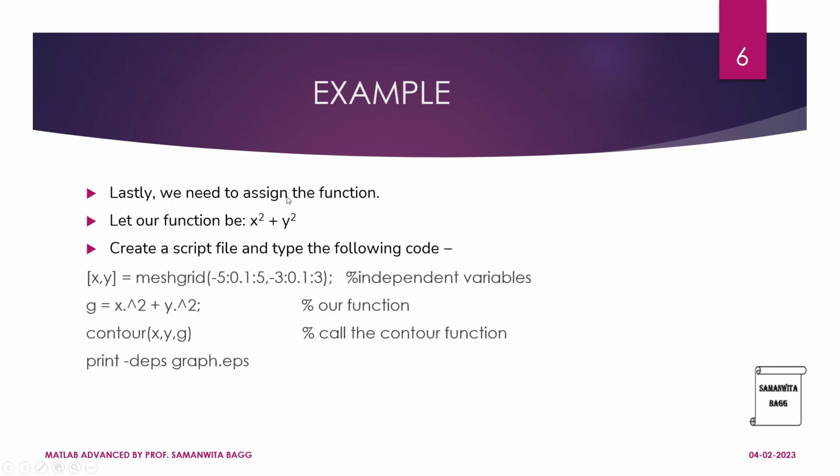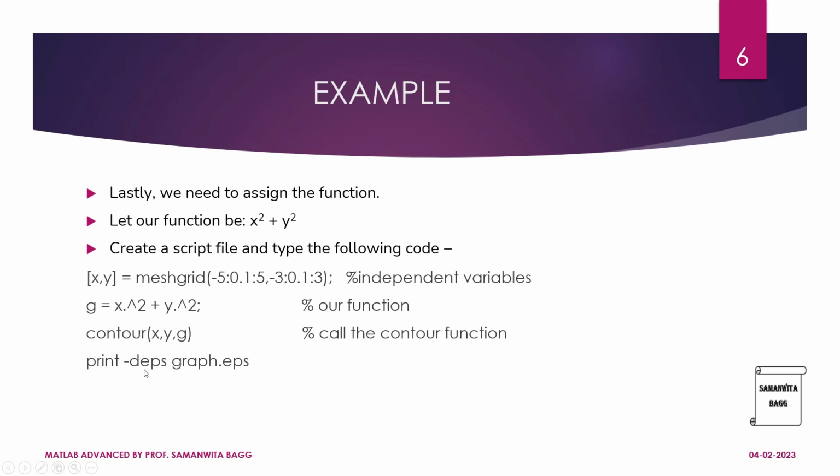Next we are going to assign the function, which is important. So let our function be that of a circle, that is x square plus y square. So this is how the code will be written for this kind of contour plotting. So [x, y] is meshgrid, as we just discussed. This is the range for x, this is the range for y. g is a function of x square and y square, which is a function of x and y. contour is a command, so you are plotting x, y. So write down contour(x, y, g), that is the function here.